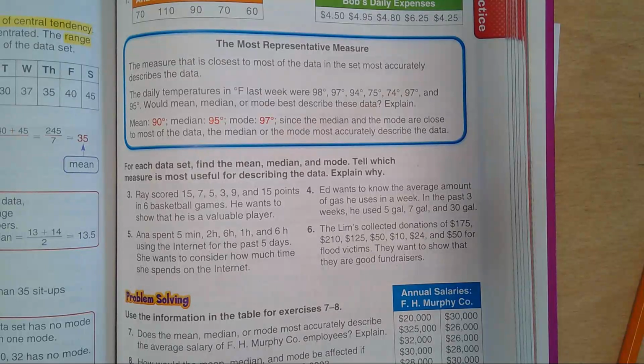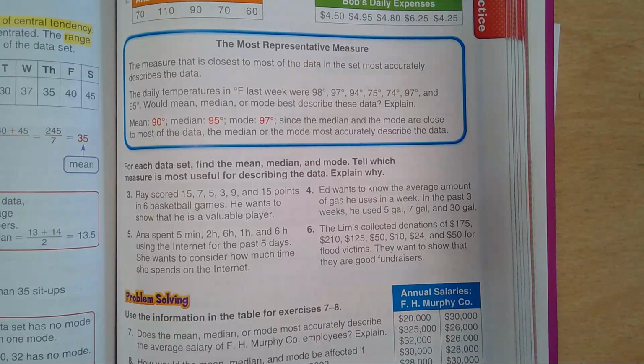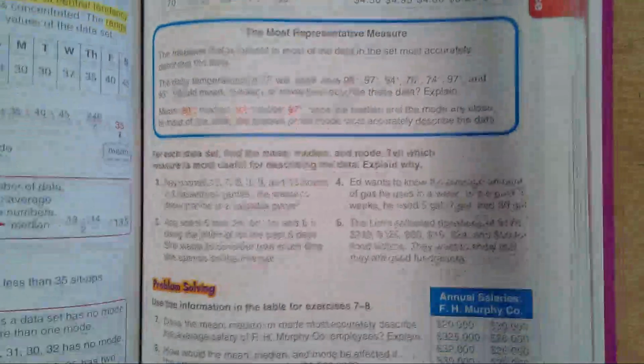Alright. And then we'll talk about which one is most useful to describe the data and why. Probably the mean, because it's the most average place. Well, we'll talk about that in just a second. But there's his scores, 15, 7, 5, 3, 9, and 15. What's the mean, the median, and the mode?